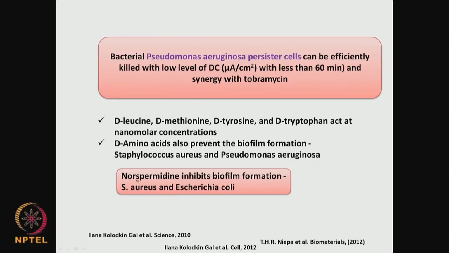Okay. Again, norspermidine inhibits biofilm formation of both staph and E. coli. So, as you can see, there are combination studies where you can use an amino acid with an antibiotic, or even direct current with antibiotic, or certain peptides and antibiotics, so that the persistent cells can be sensitized for the treatment with the antibiotics.